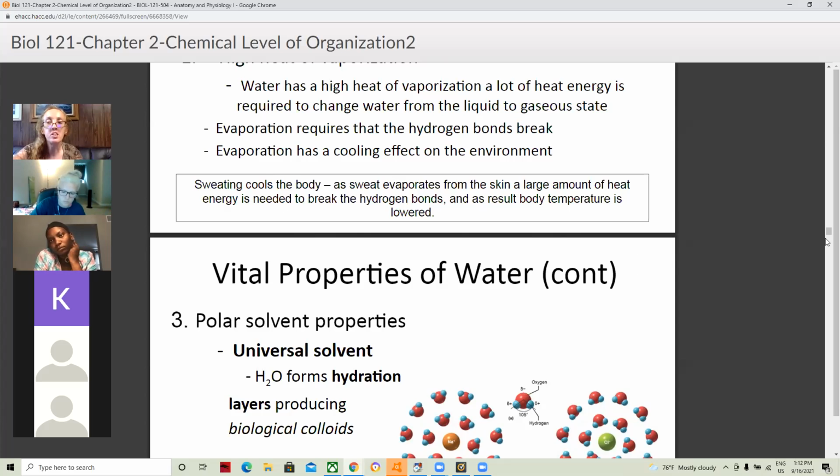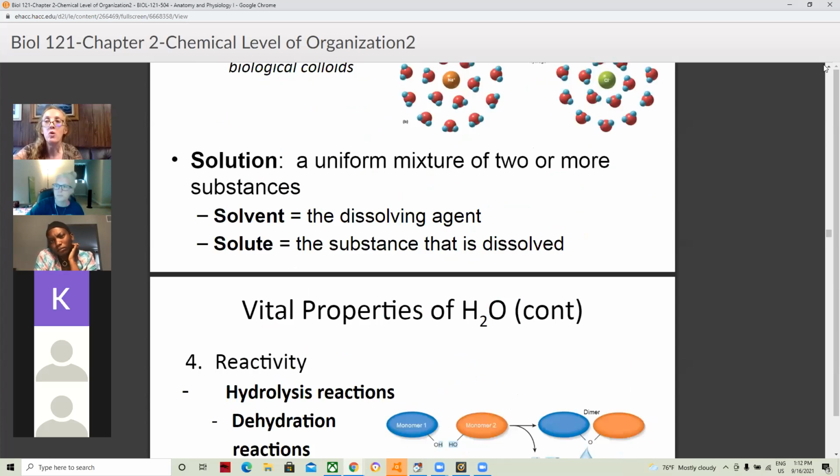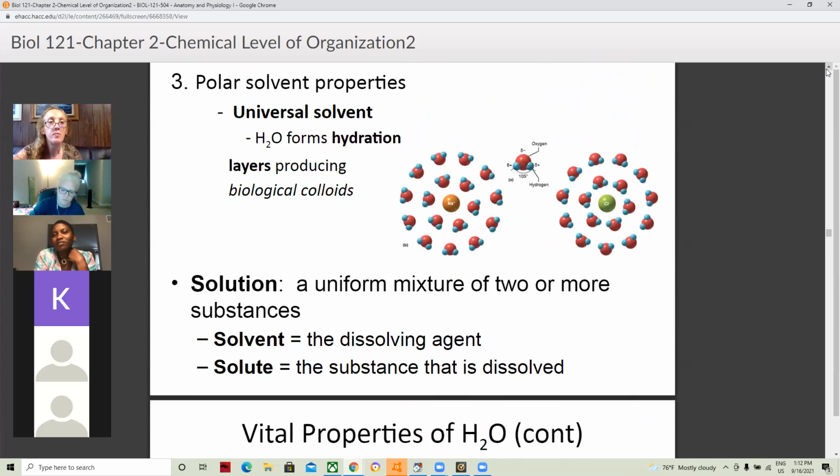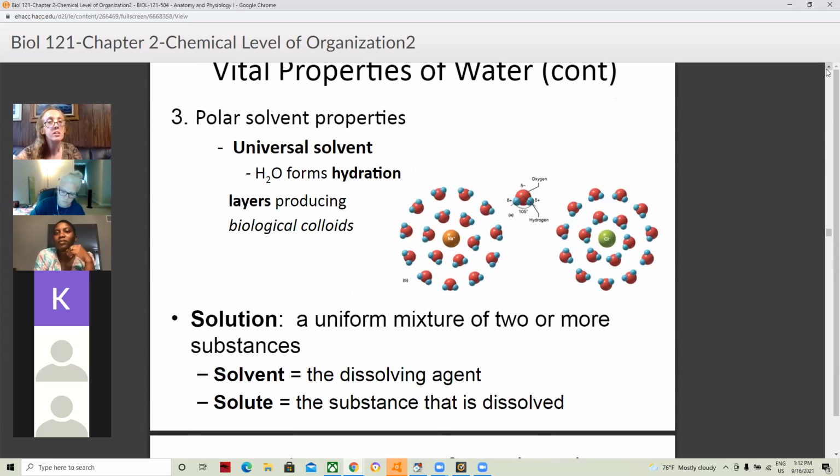Water also, because of its polar properties, is the universal solvent. It's able to form hydration layers around ions and around molecules, forming biological colloids, which we'll talk about in a little bit.